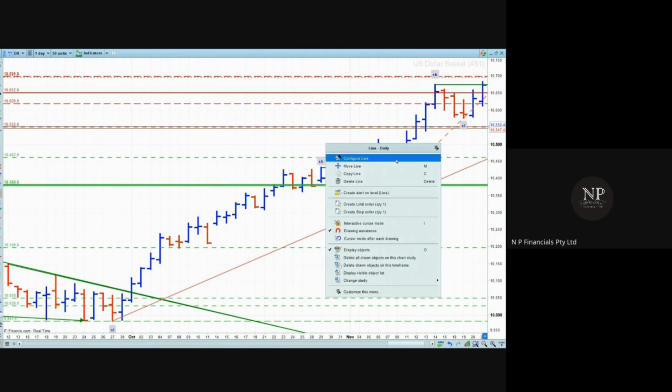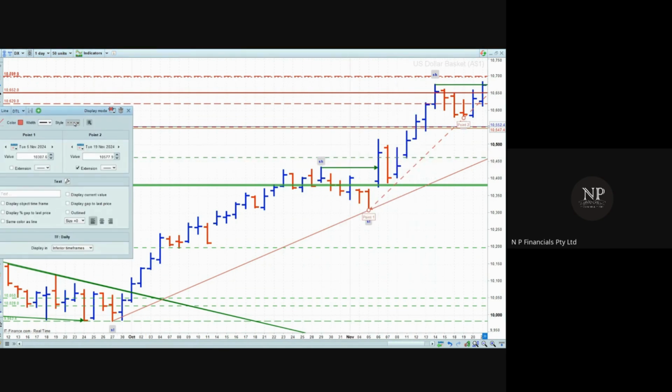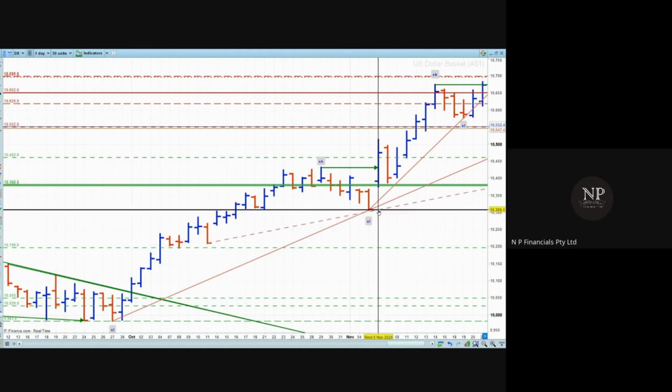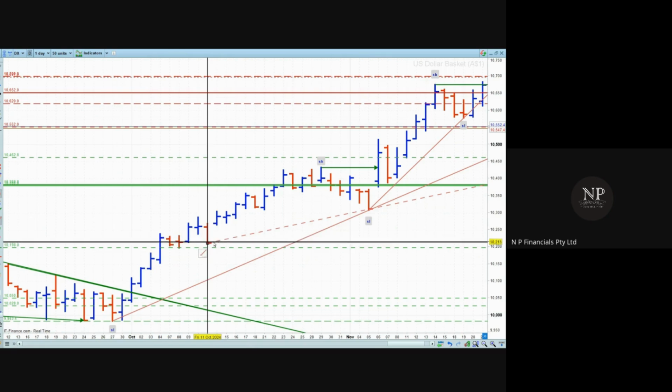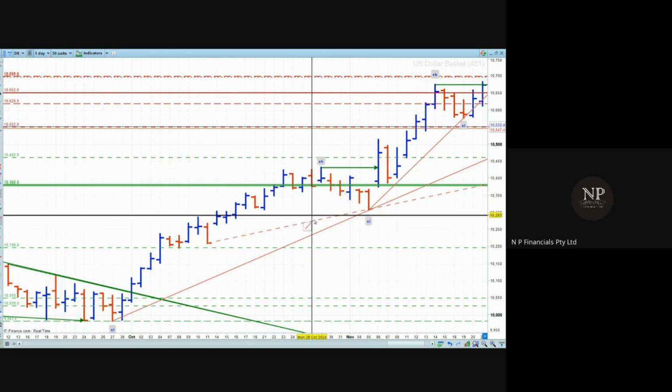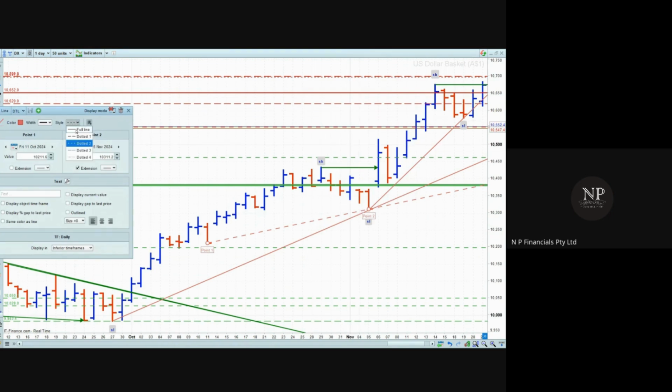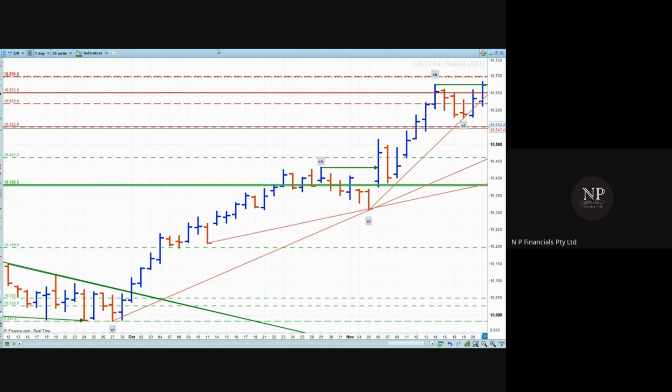We'll change these to confirmed trend line. Confirm trend line. Very good. You may join this to this. You may join this because this is also a swing low, and this is a swing high which is taken out. So we will do that, confirm trend line. This is how we need to draw a valid confirmed trend line.